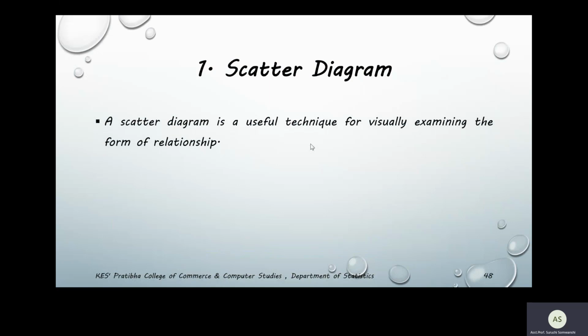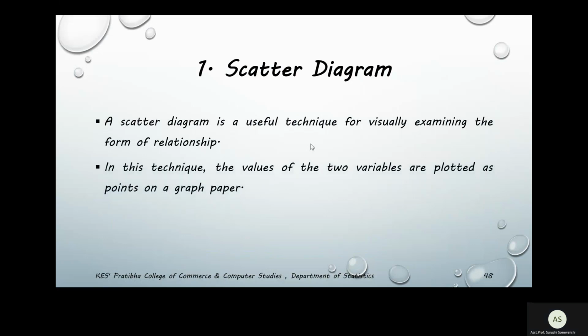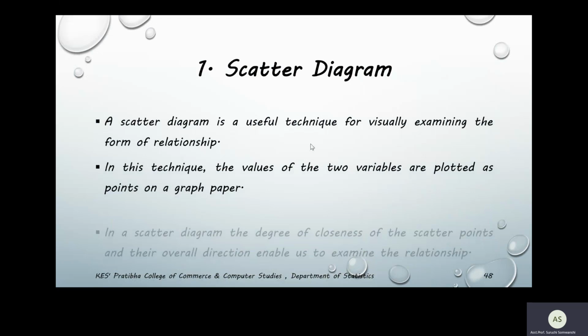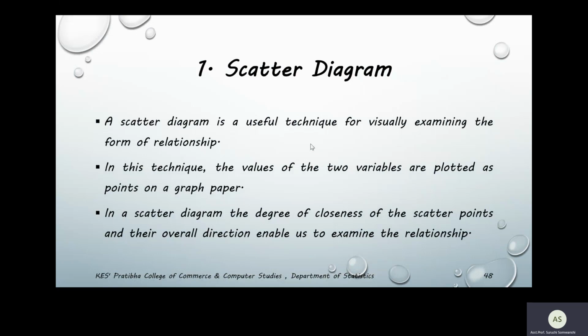So what is a scatter diagram? It is a diagrammatic representation technique for showing the relationship between two variables. It is a useful technique for visually examining the form of the relationship between two variables. In this technique, the values of the two variables are plotted as points on graph paper. In a scatter diagram, the closeness of the scatter points and their overall direction enable us to examine the relationship.